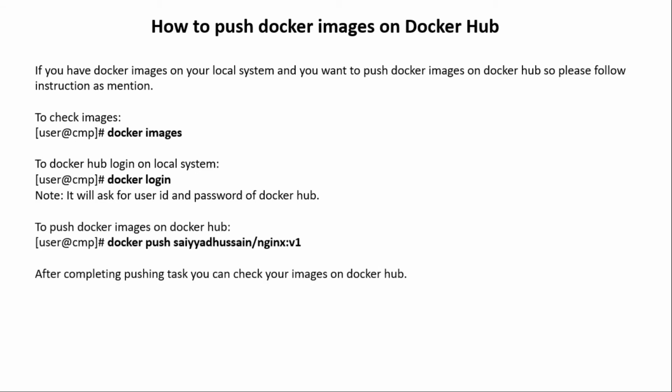After that, you have to push the Docker image to Docker Hub. So the command is docker push, followed by the name of the image with its tag. After that, press enter. It will start uploading your image to Docker Hub. After the push completes, you can open Docker Hub and check whether your image has been uploaded or not. So let's move on to our practical. We will do both: how to create images from an existing Docker container and how to push Docker images to Docker Hub.